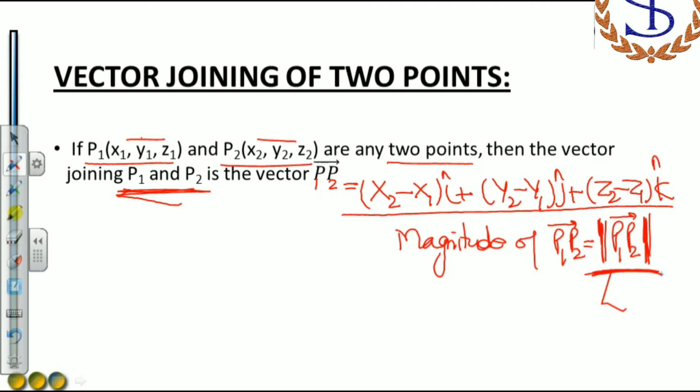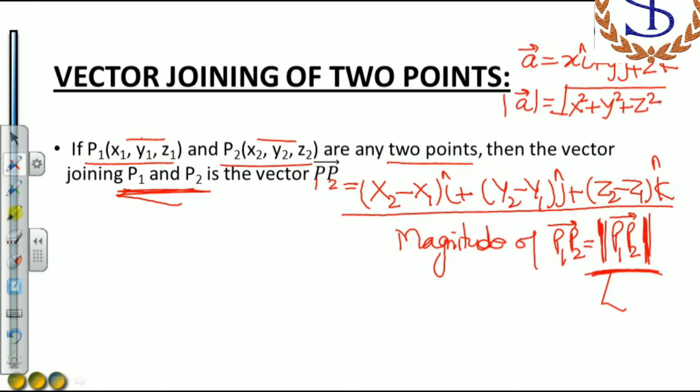Yes. See, if a vector A is x i cap plus y j cap plus z k cap, what is the magnitude of this A vector? Is it the square root of x square plus y square plus z square? Yes, this is the magnitude.